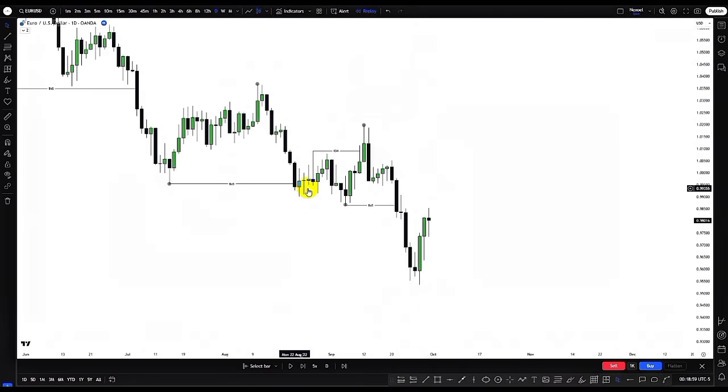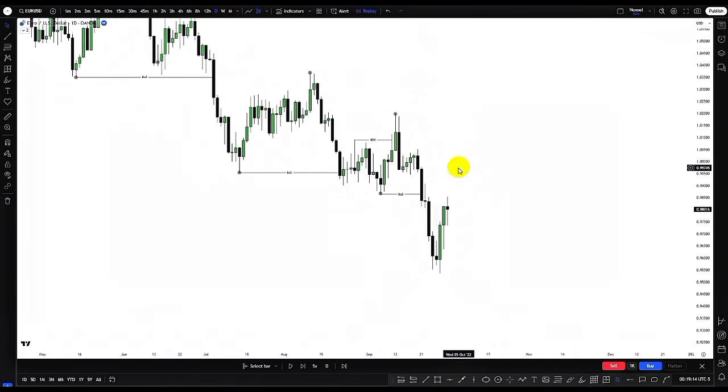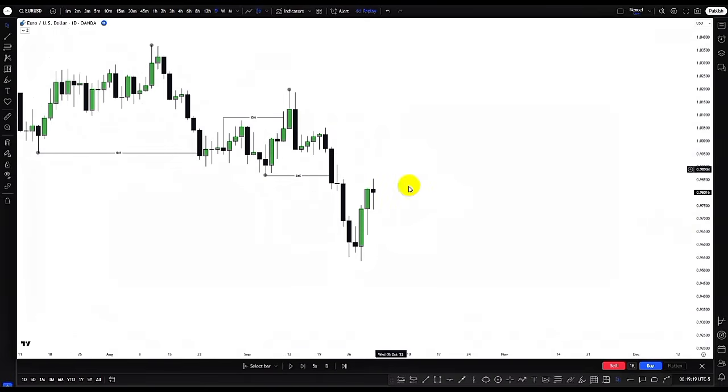Price took out external, created this low, returned, seeked the internal, mitigated the institutional sponsorship zone that gave us this impulsive movement that broke structure to the downside. And now we have the bearish fall to the downside. If we're looking forward now to where institutions may return to seek liquidity, basically we have that here.